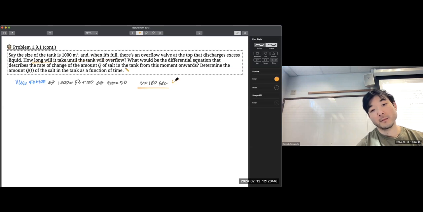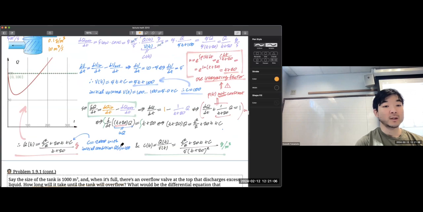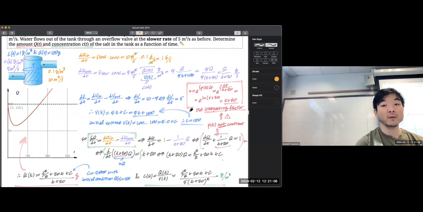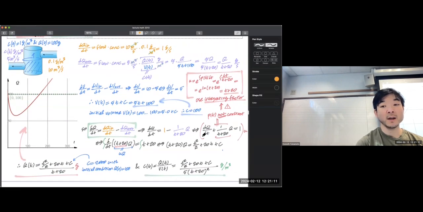Overflow time. Like when it overflows. Now, before it overflows, we already have the solution. This is what's going to happen before it overflows, because before it overflows, your volume is just changing at this rate. And we've already solved that problem. Now the question is, can you figure out what's the amount of salt and the concentration after it overflows?